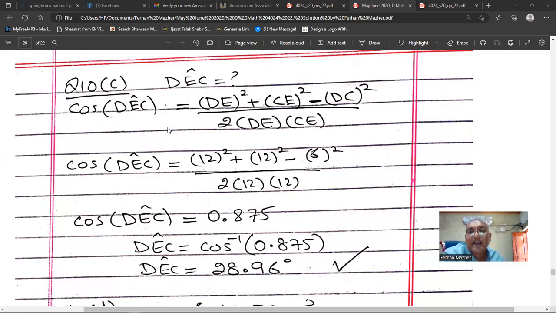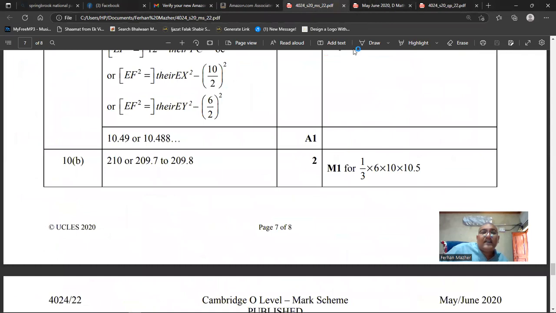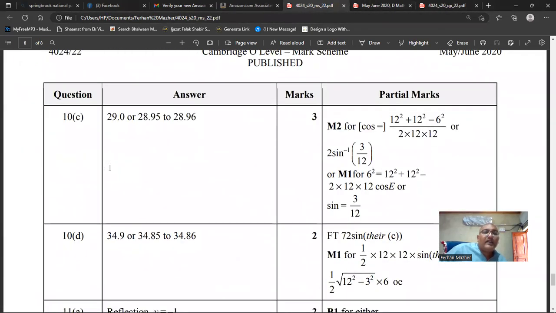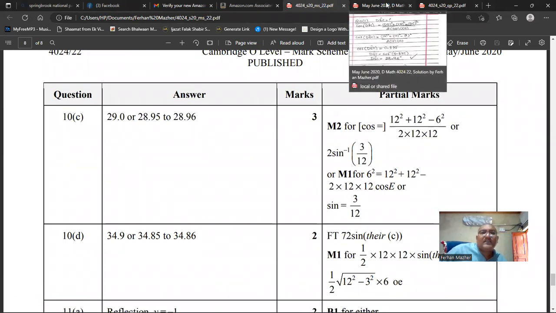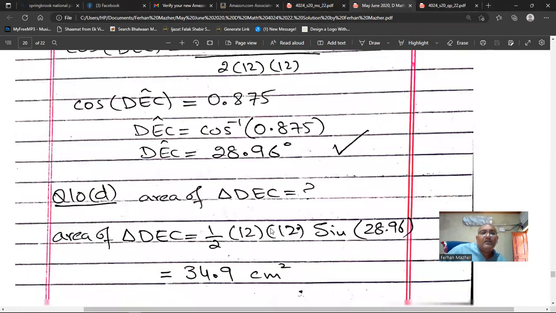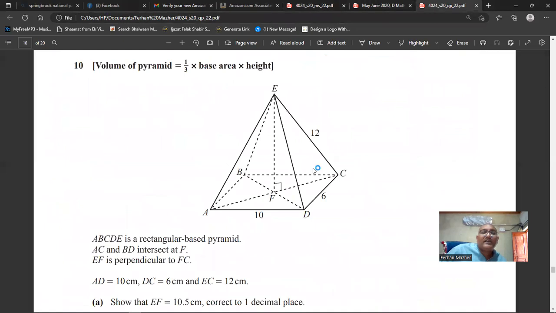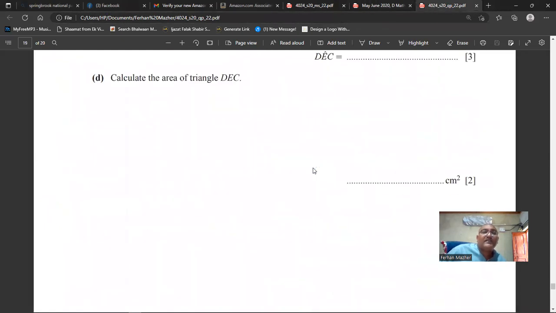So the DEC angle will be cos inverse of 0.875. So DEC will be 28.96. In your calculator, you will write shift cos 0.875 equals to, you get 28.96. So hopefully you understand, 28 point, so approximately 29.